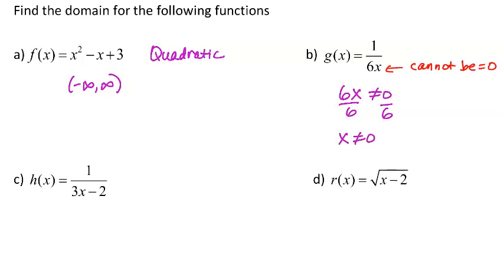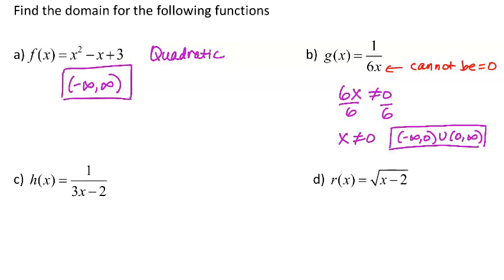Oftentimes we'll write our domain in interval notation. If we want to have every value except for 0, we could write that as negative infinity to 0 with a parenthesis, and then 0 to infinity also with a parenthesis. So this is including every possible value of x other than x equal to 0.